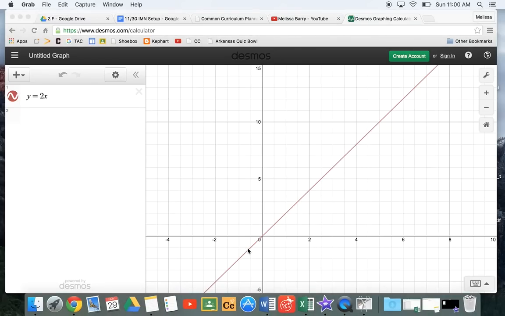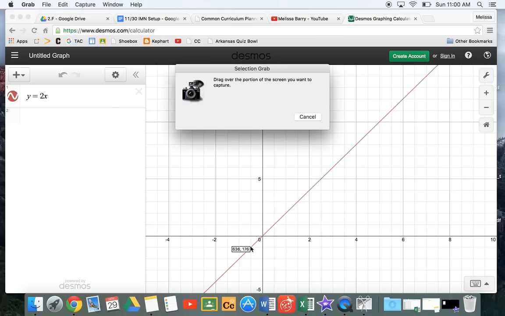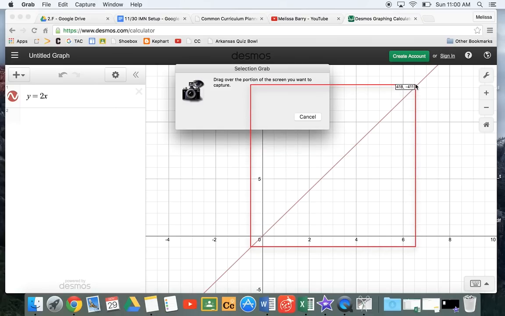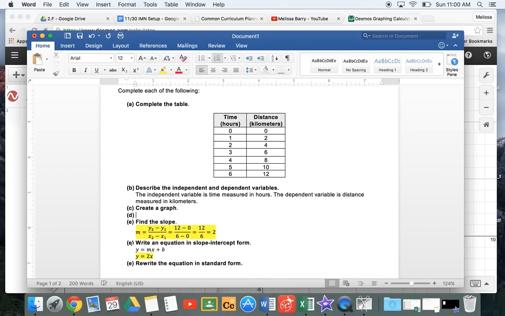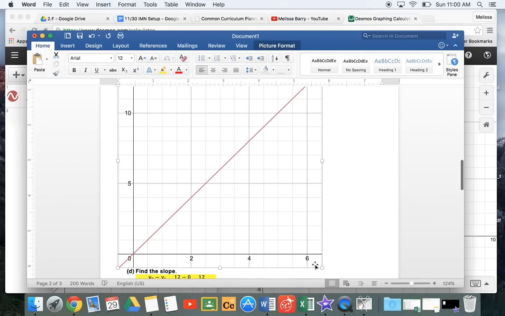And I'm going to go from 0. Oops, sorry, no, I'm not. Let me do this real quick. I'm going to go from 0 over to just above 6. Okay. Go over here and I paste that in.